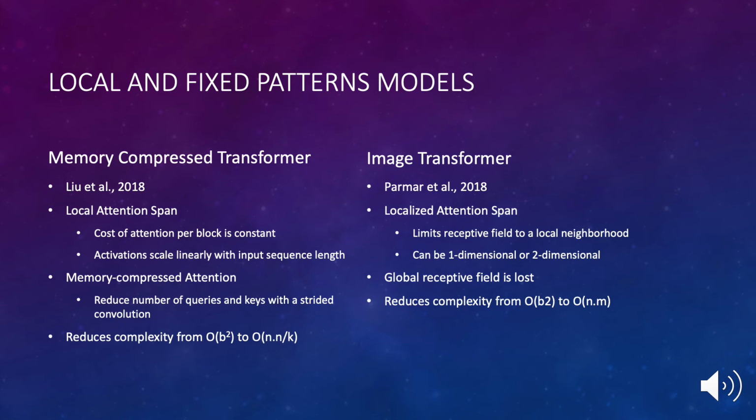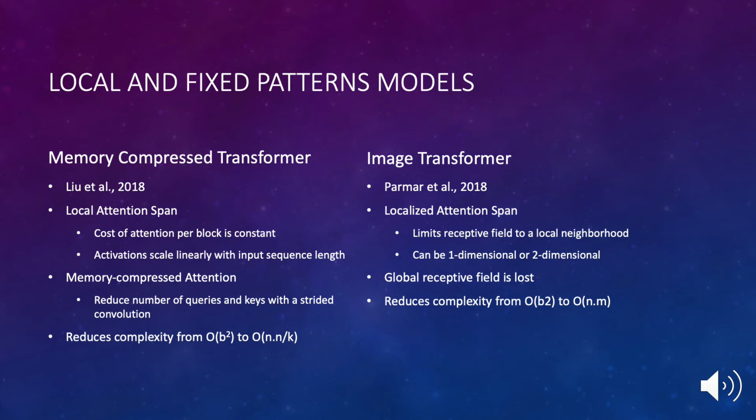So amongst the first that they reviewed fall into the local and fixed patterns model. So we have the memory compressed transformer and even the image transformer. What they share is instead of having attention be applied to the entire sequence, they localize it. So as an example, if we have that sentence again, I like to go to the store to buy food. Rather than thinking about how the word food relates to the word I, we can localize it and say we only care about the preceding 5 words, 10 words, whatever the case may be. This helps reduce the cost of attention in both cases.